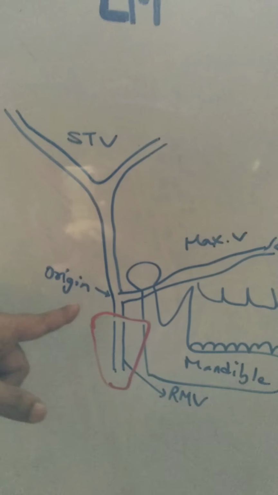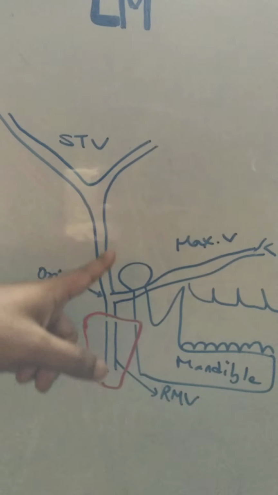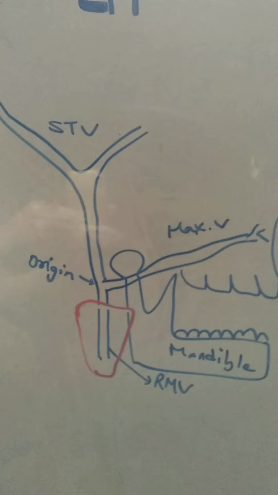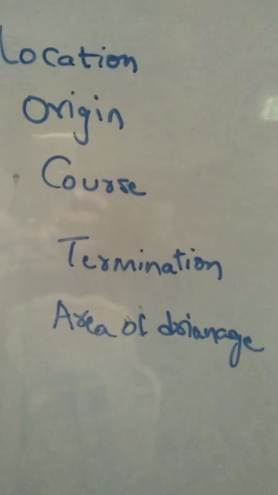I repeat the origin one more time. Origin is formed by the fusion of maxillary vein and the superficial temporal vein. Within the parotid gland, it is giving company to the external carotid artery. Come on to the next subdivision, course.